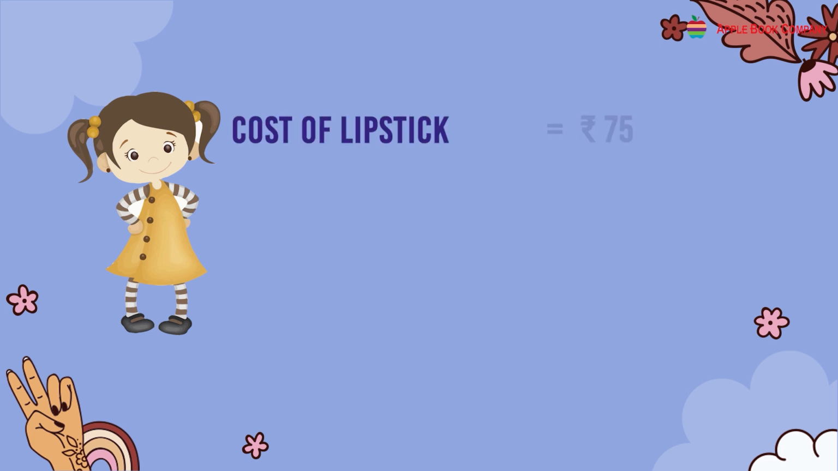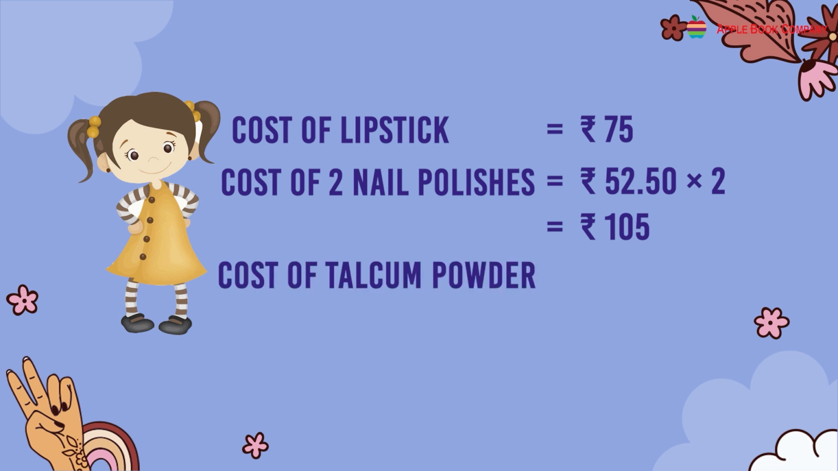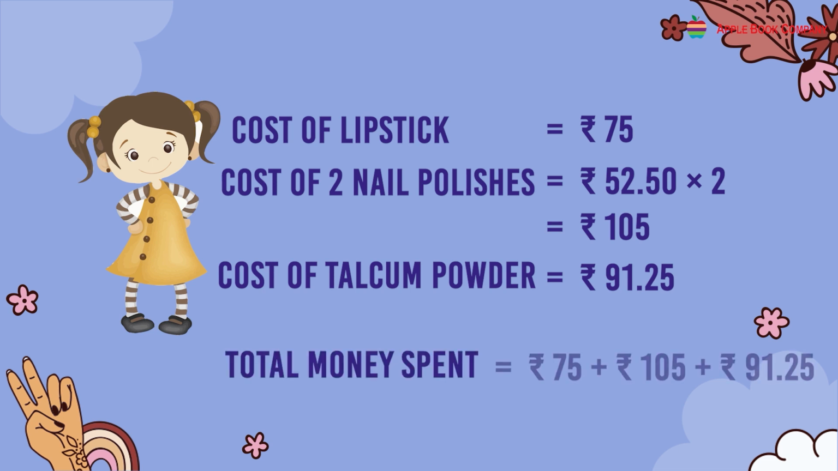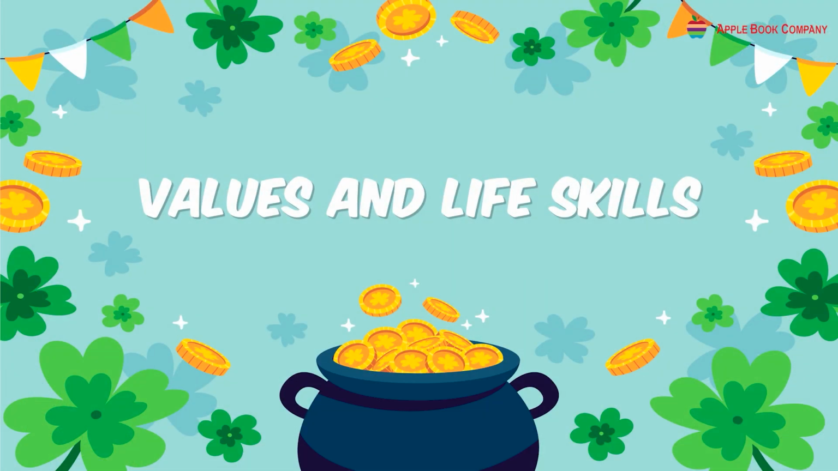Cost of a lipstick 75. Cost of 2 nail polish is equal to 52.50 into 2, which is equal to 105 rupees. Cost of talcum powder is equal to 91.25. So the total money spent is equal to 75 plus 105 plus 91.25. It is 271 rupees 25 paise. So Ruchi spent 333 rupees. Preeti spent 271.25.